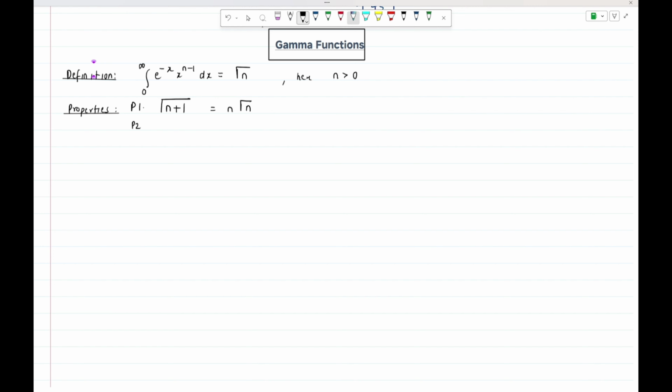A corollary to property 1, if n happens to be a natural number. In this case, by the earlier property, gamma of n plus 1 is going to be n times gamma of n, and this sequence will continue for gamma n, and as a result we can say that this is equal to the factorial of n. Thus, to cut it short, remember that gamma of n plus 1 can be evaluated as n factorial whenever n is a natural number.